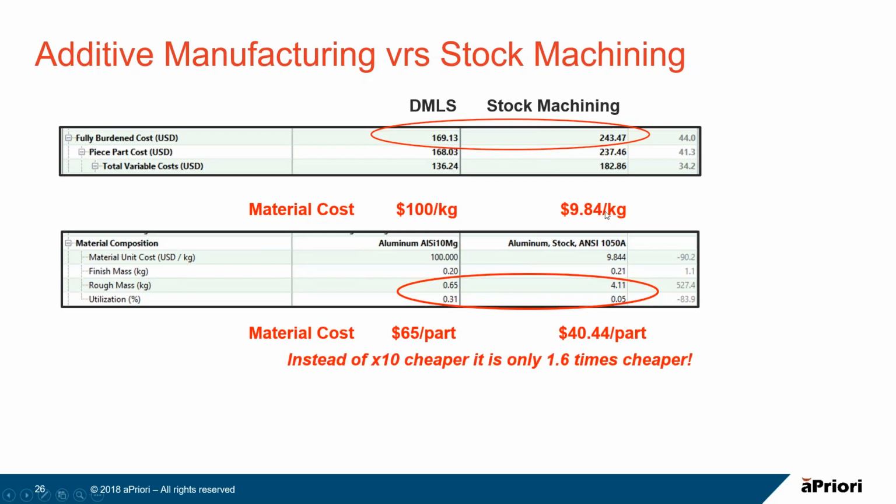So rather than being 10 times cheaper, it's actually only 1.6 times cheaper. And it would be fair to say that the hypothesis that this would mean a cheaper part based on material cost isn't necessarily true.